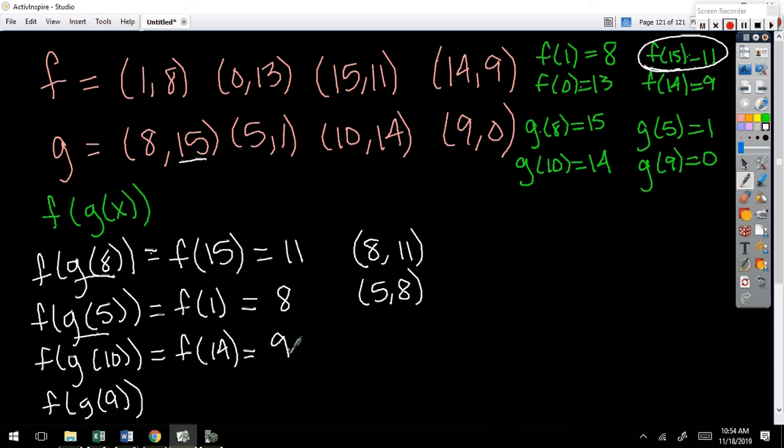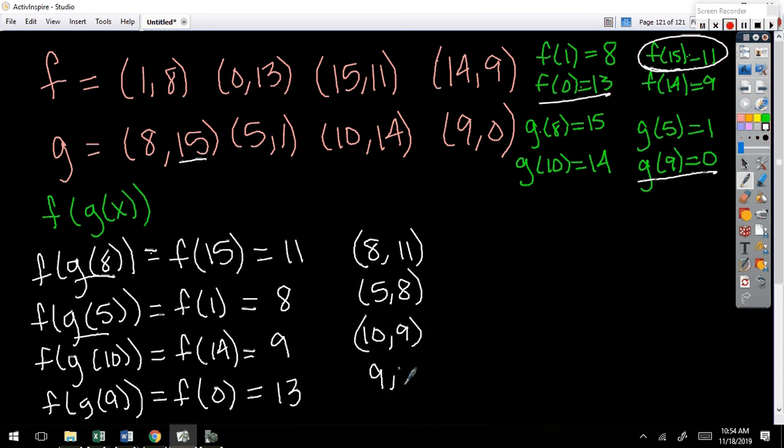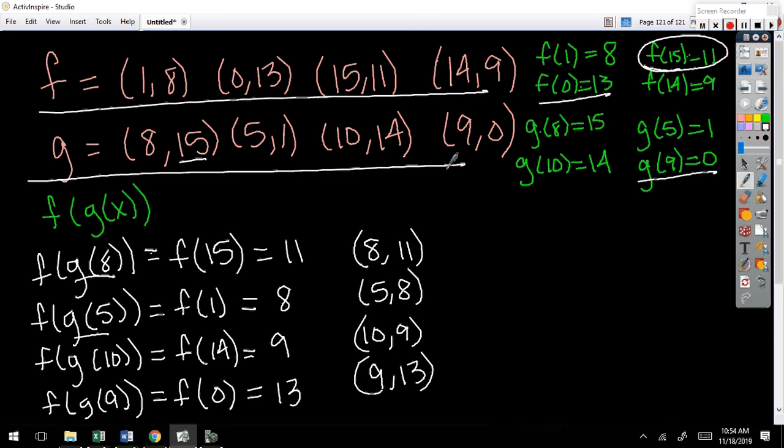You couldn't do this if this wasn't a tailor-made set of points, because it's coordinating very nicely for us, as it should. And then g of 9 is 0. And then f of 0 is 13. All right, I forgot to write this point, 10, 9, and 9, 13. So just like this is what f is and this is what g is, this all together is the composed function.